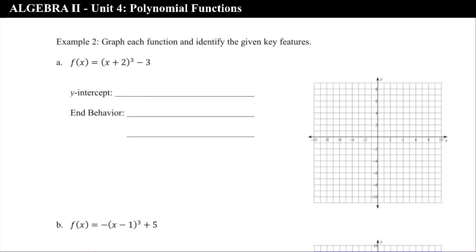All right, let's move on to example 2, where we are graphing each function, and then we're going to identify a couple of key features.